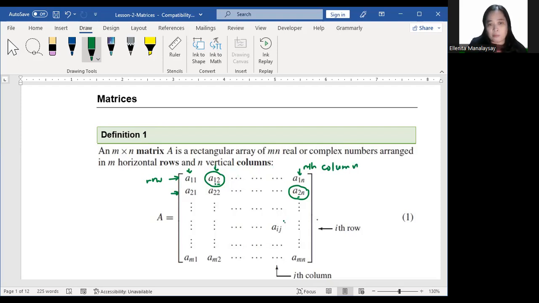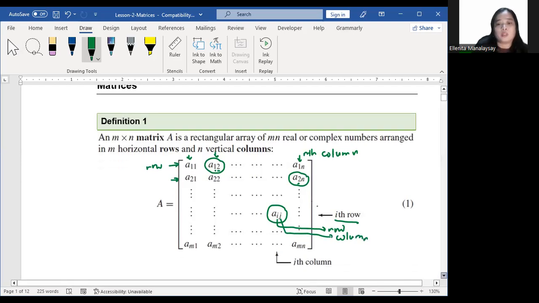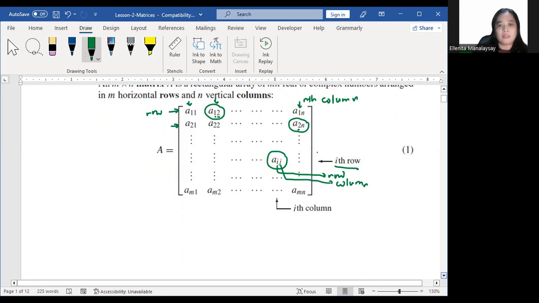So basically, if we have this random element Aij, this label would tell us that Aij is located at the ith row and the jth column. So in Aij, I represents the row number, the ith row, and J represents the column number. So let us extend that.